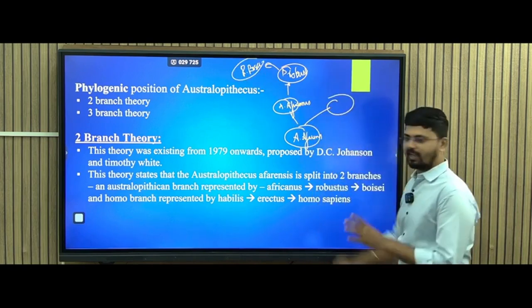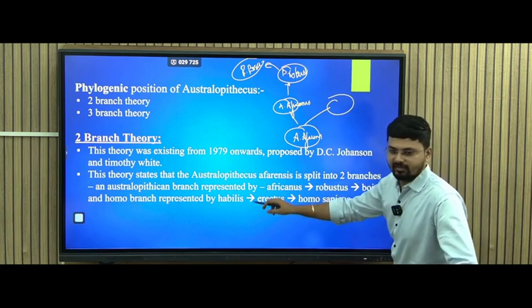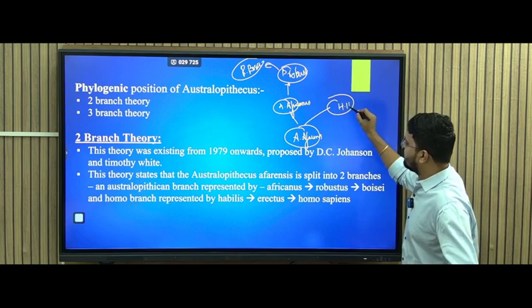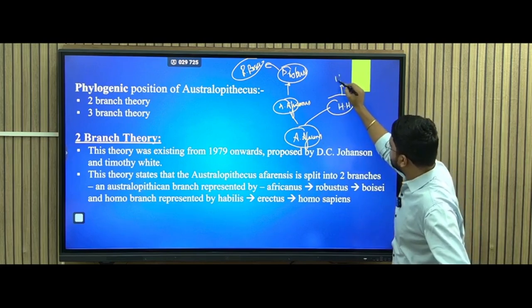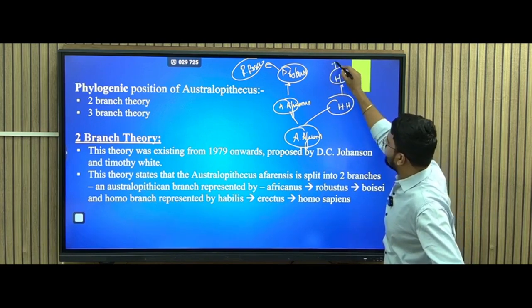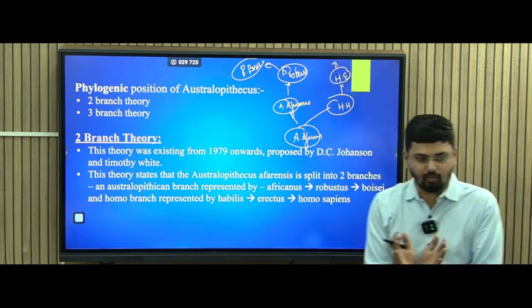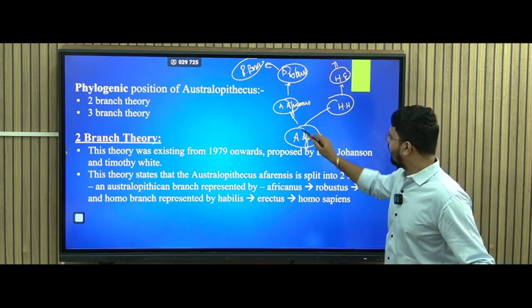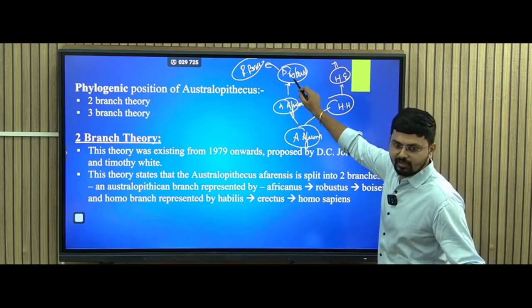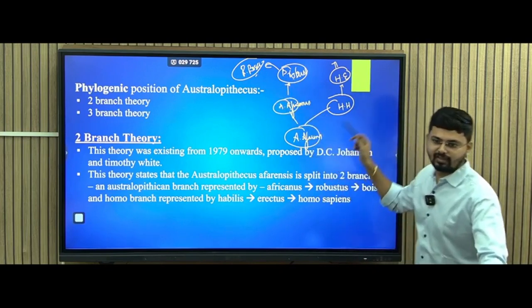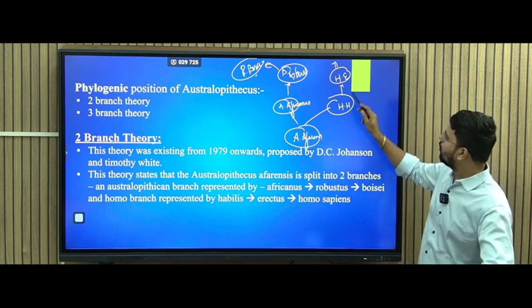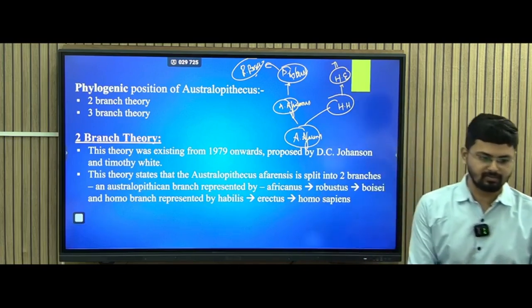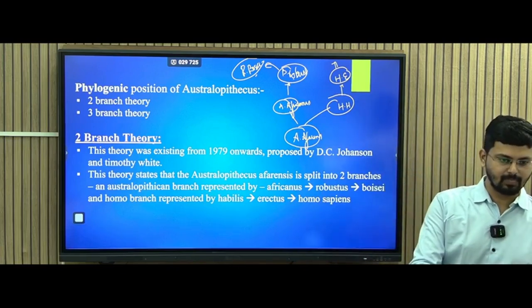Here on the other side, you will have Homo habilis. So from Australopithecus afarensis, you have Homo habilis, then Homo erectus, then Homo sapiens. So these are the two branches evolving from afarensis. First you have afarensis, then africanus, robustus, then boisei. On the other side, it is Homo habilis, Homo erectus, Homo sapiens. This is what has been written here, two branches. This is the two-branch theory.